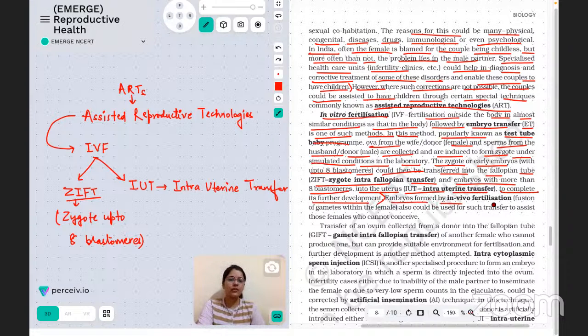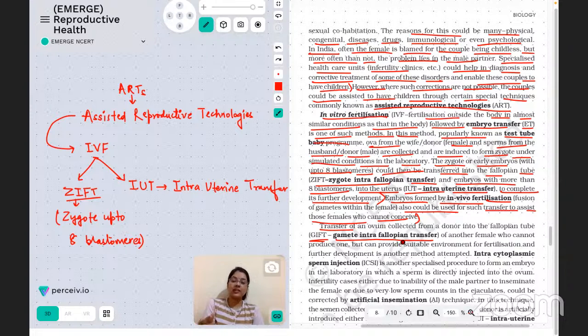Now, embryos formed in the in vivo fertilization, that means fusion of gametes within the females, they could also be used for such transfer to assist those females who cannot conceive. तो ये method हो सकता है. तो IVF में दो हो गया, जिसमें आपका ZIFT के थ्रू भी हो सकता है या IUT के थ्रू भी हो सकता है. Apart from that, there is another method which is called as GIFT. That means gamete intrafallopian transfer.